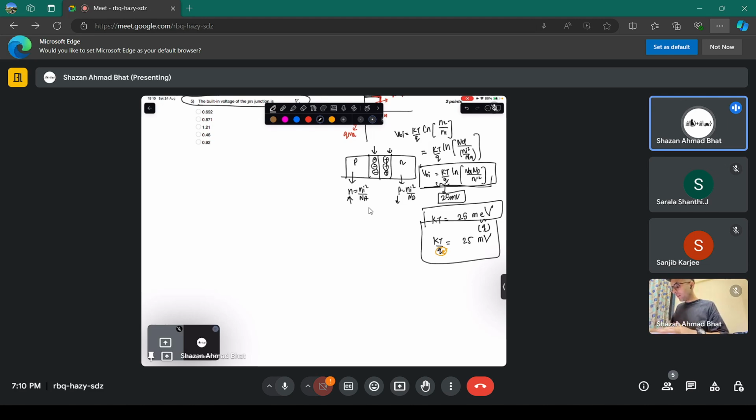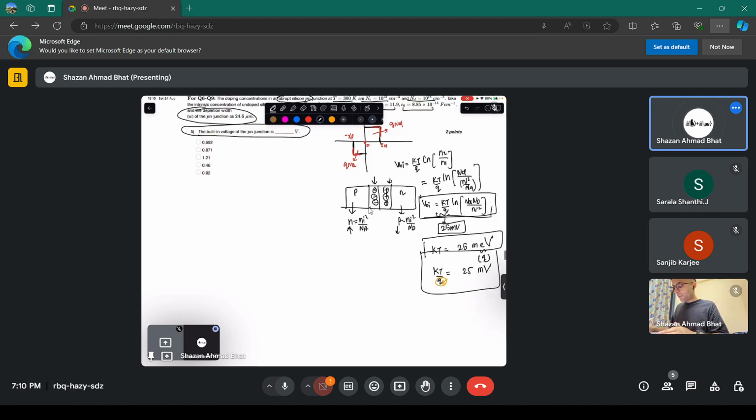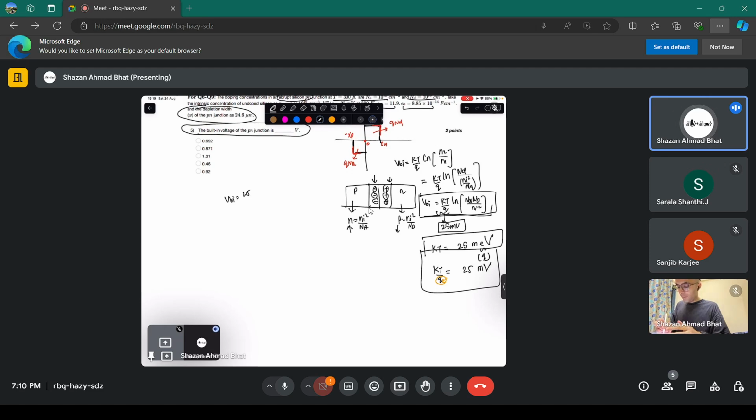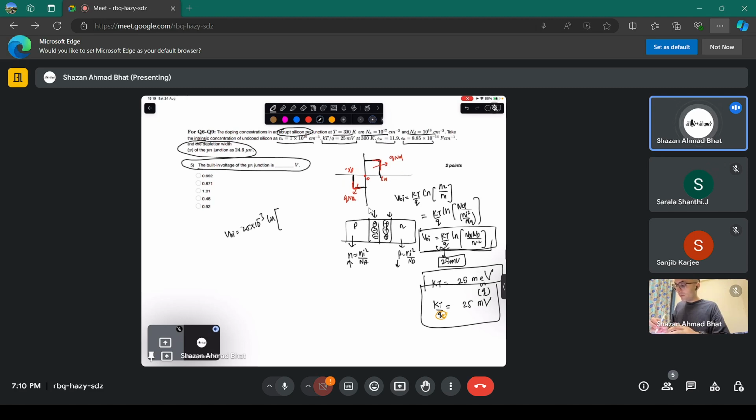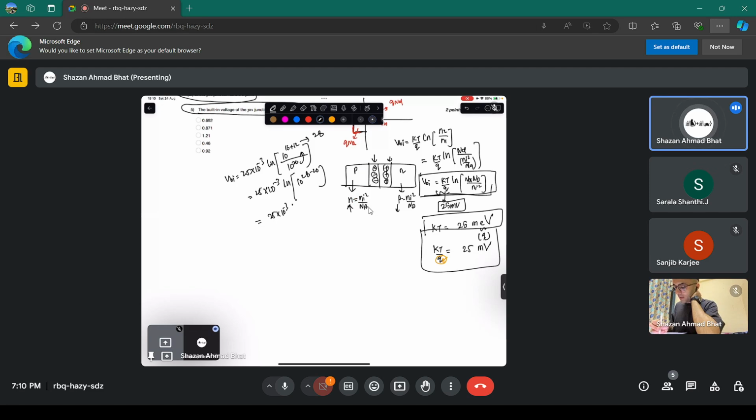So you are given kT by q, and so you have the built-in voltage to be 25 into 10 to the power minus 3 natural log of Na and Nd, which are given as 10 to the power 16 plus 10 to the power 12, divided by 10 to the power of Ni squared, which is 20. You get 25 into 10 to the power minus 3 ln of this, how much is this? I guess 28. So 10 to the power 28 minus 20. This 20 will go up. It will become minus 25 into 10 to the power minus 3 natural log of 10 to the power 8.